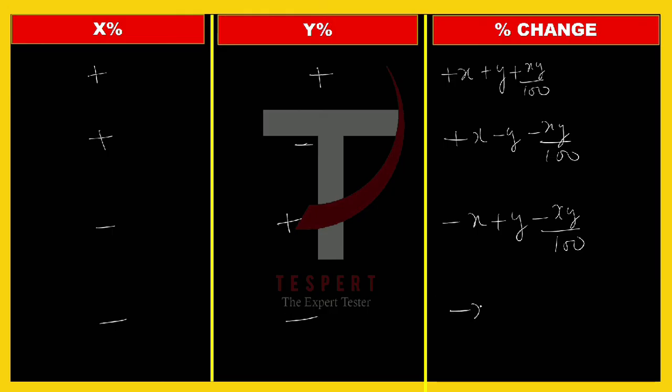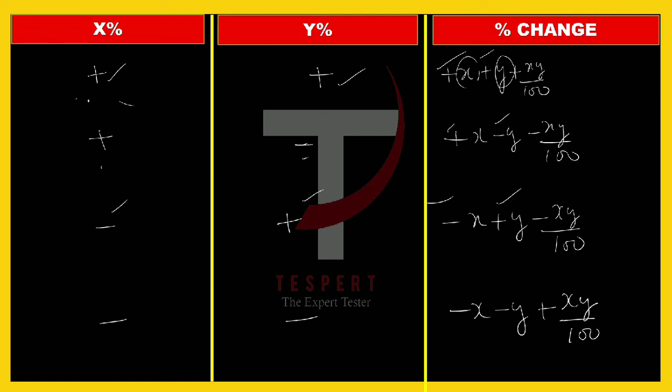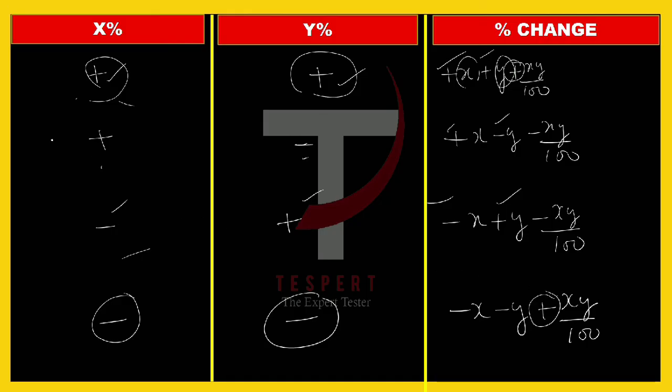So observe this: the value of x will be the same. Here x is plus, here y is plus, so it will be plus and plus; here plus and minus; here minus and plus. That's not a problem. But if the two values are positive, then this term will also be positive. And if the two values are negative, this will be positive. If any one of the values of x and y is negative, then this will be negative. We will apply this formula in the upcoming problems.